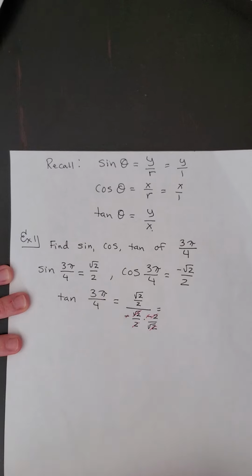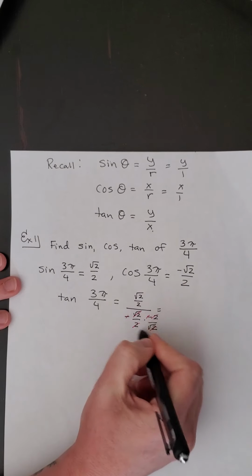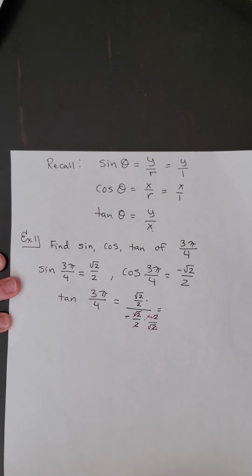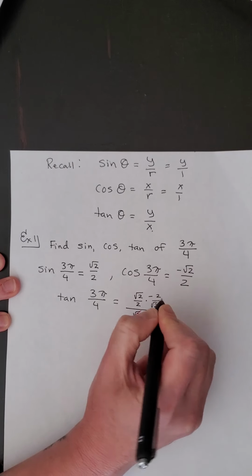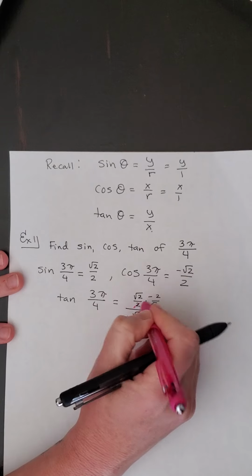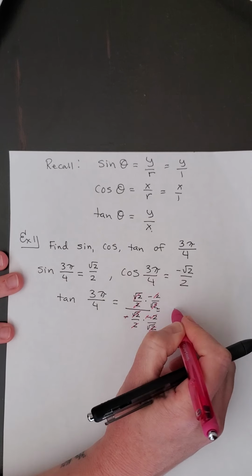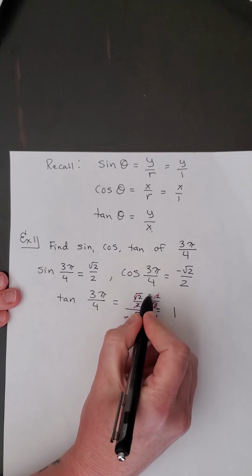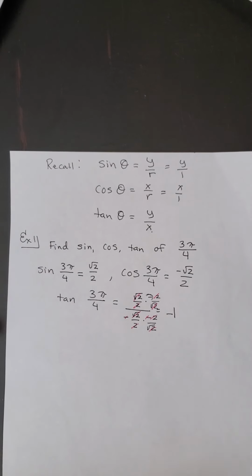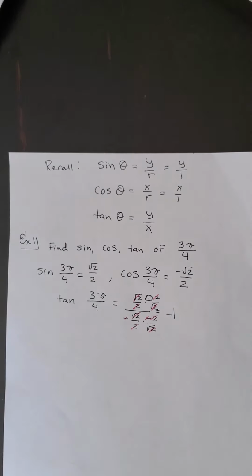And the negatives cancel. But if you do this to the denominator, you must do the same thing to the numerator. So I would multiply by negative 2 over square root 2. And these will reduce. Everything reduces to not 0. Remember, if we're reducing, it reduces to a 1. And it's negative because there's this negative.